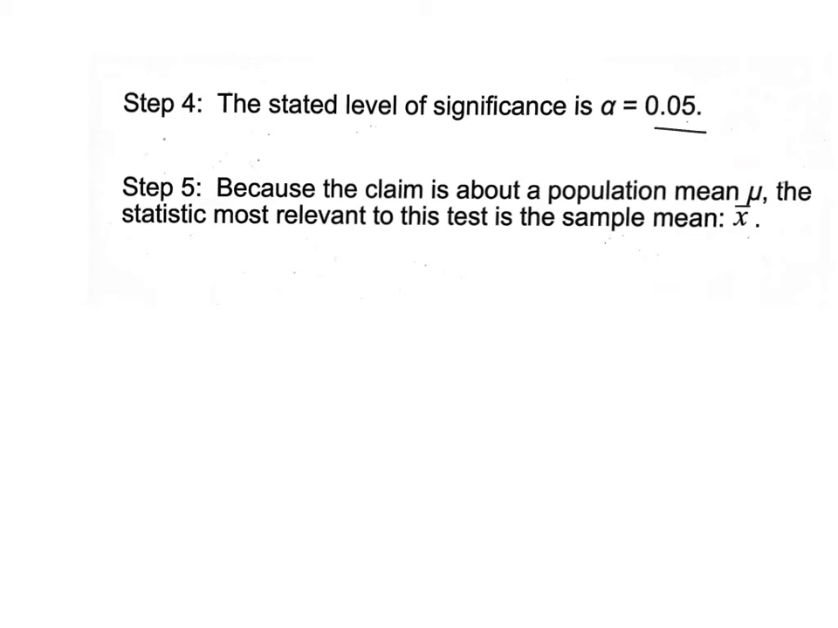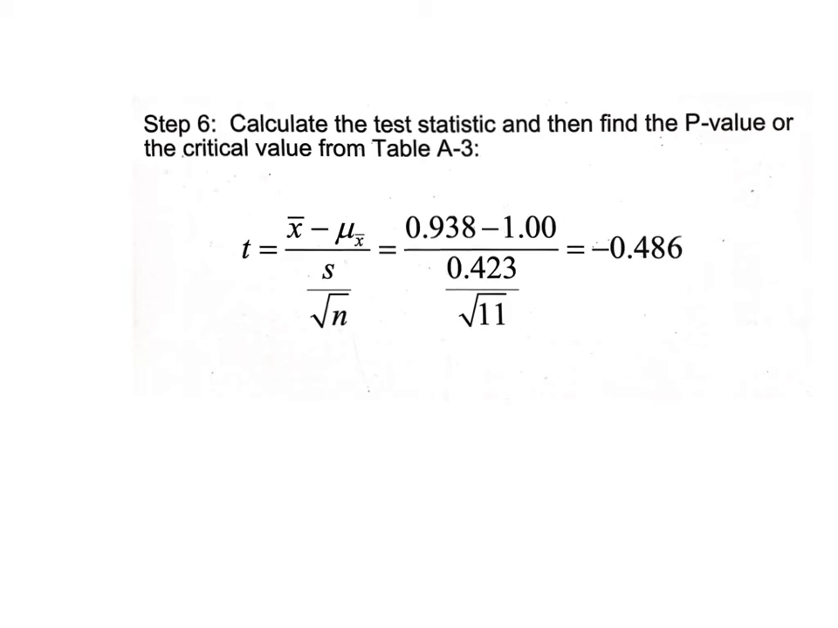We have a 0.05 significance level. Because it's about a mu, the most relevant stat would be the sample mean. So that's what we're going with. We have to calculate our test stat and find a p-value. For the test stat, you have this formula from a minute ago. There's your sample mean, there's your population mean as we know it, there's the sample standard deviation and the square root of the sample size, and it gives me negative 0.486. That is my test stat.